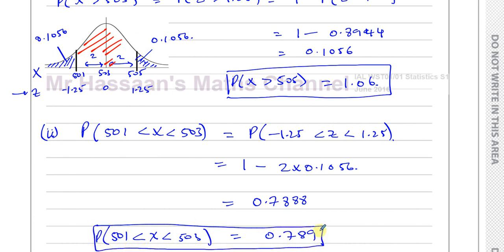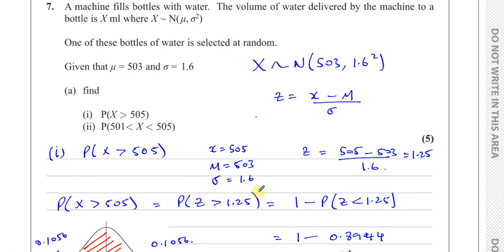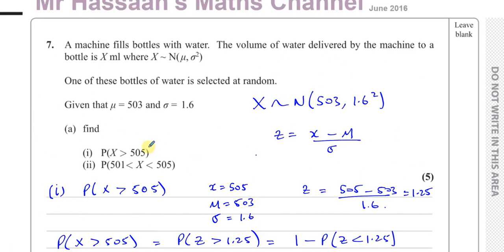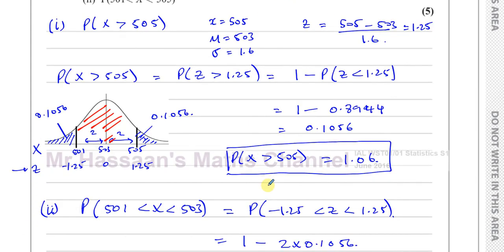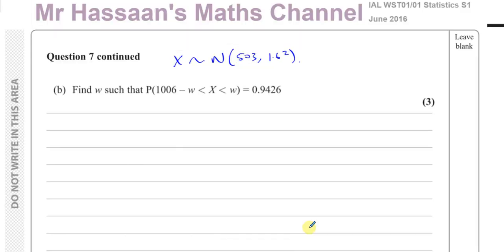And there we have part A of this question completed. Now we're going to go on to part B. Okay, now for part B, it says find W such that the probability that 1006 minus W is less than X, which is less than W, is equal to 0.9426.